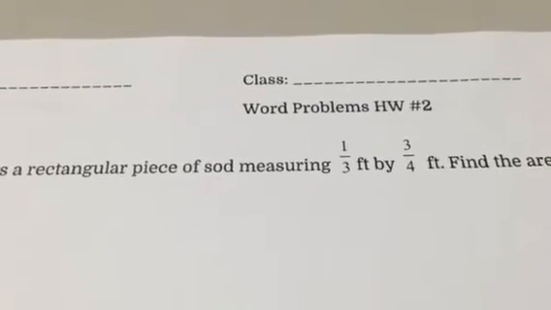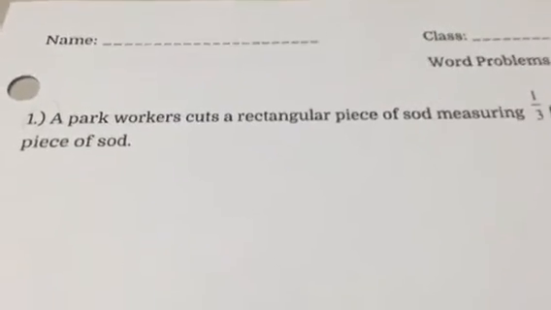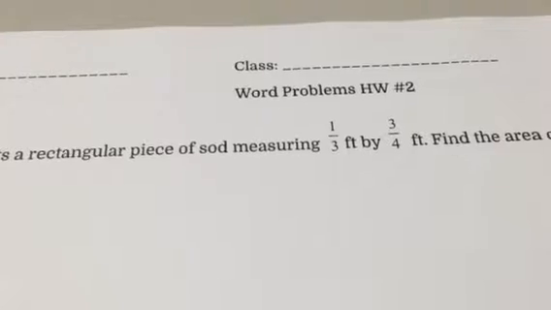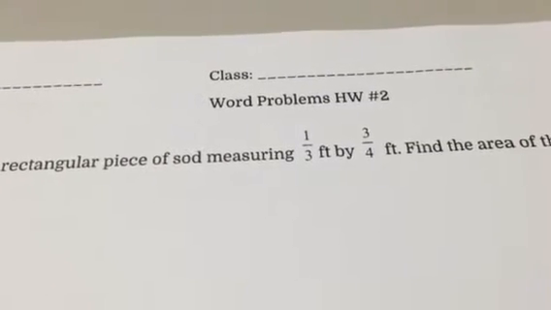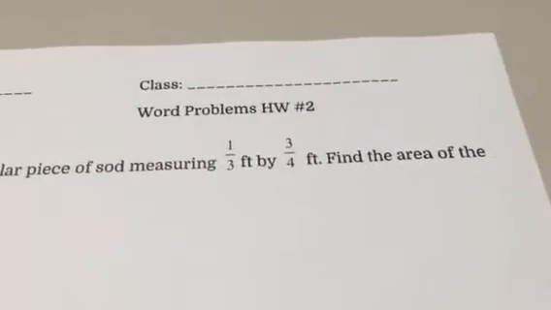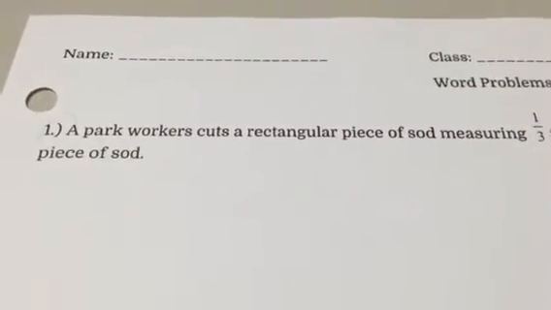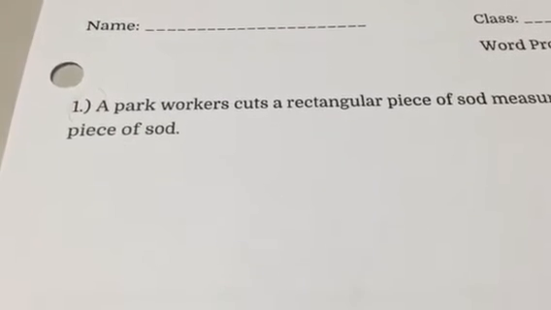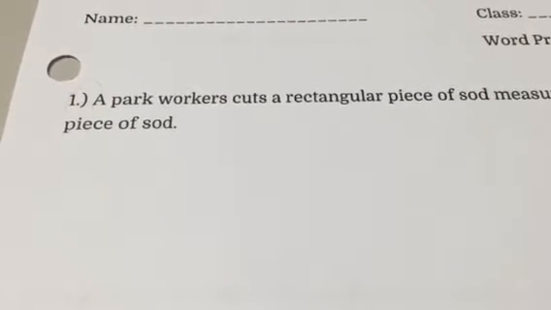All right, this is the word problems number 2 homework. Let's take a look at number 1. It says, park workers cut rectangular pieces of sod measuring 1/3 feet by 3/4 feet. Find the area of the piece of sod. Okay, so they gave us the 2 dimensions and they're asking us to find area.